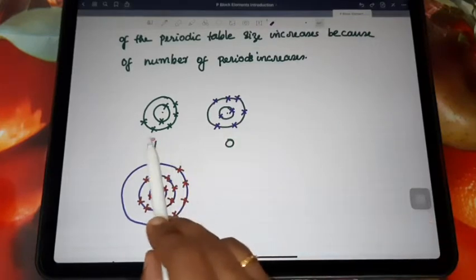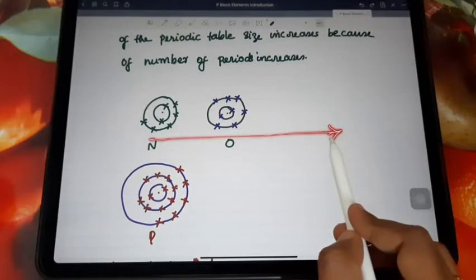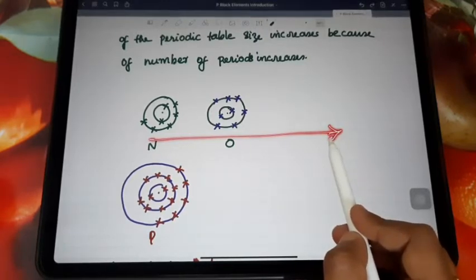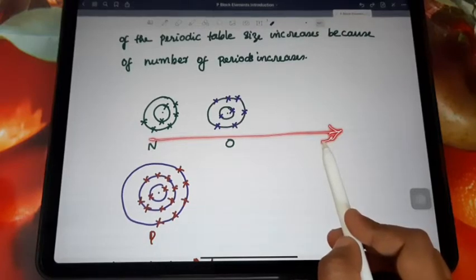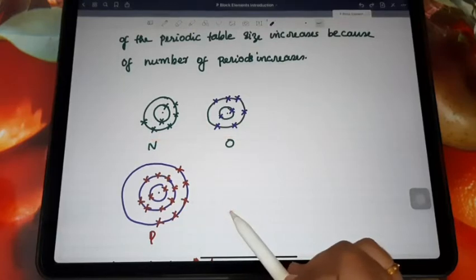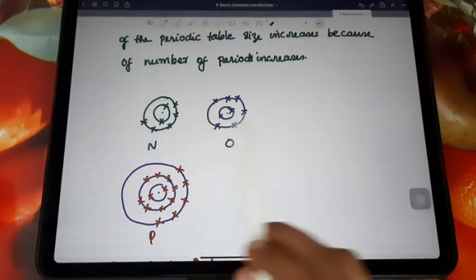So we can conclude that when we go along the period, atomic size decreases. Because of the atomic size decrease, ionization enthalpy increases. But when you go down the group, because size increases, it is the reverse case and ionization enthalpy decreases. Okay, so a comparative study is needed.